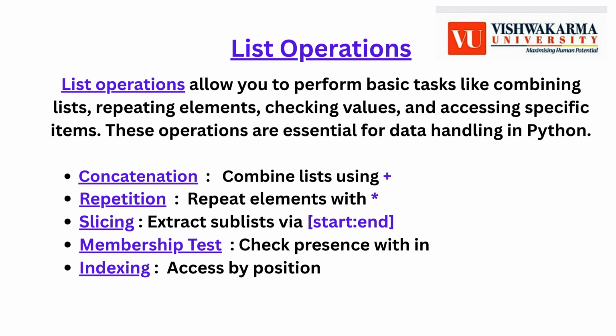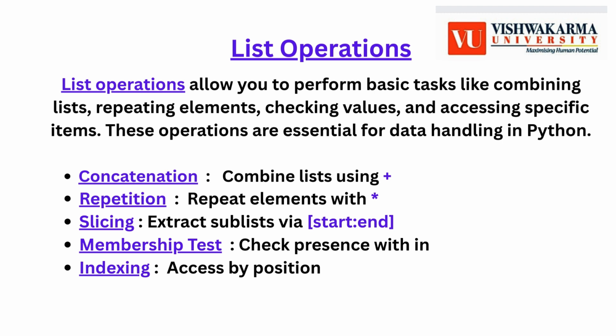So what is concatenation? Concatenation means we combine lists using addition in between, like a plus b. In a and b we have used the addition sign, so that is called concatenation. Next is repetition. In repetition, we repeat elements with the star. Like a star: it will repeat a's values again and once again. Like 1 2 3 4 is the value of a. After using a star, it will repeat 1 2 3 4 and again 1 2 3 4, because we have used a star in it.